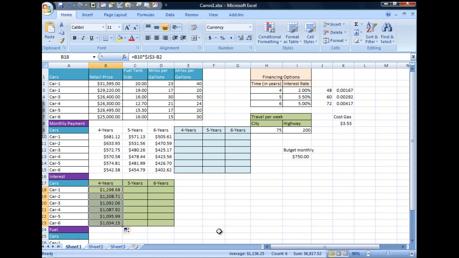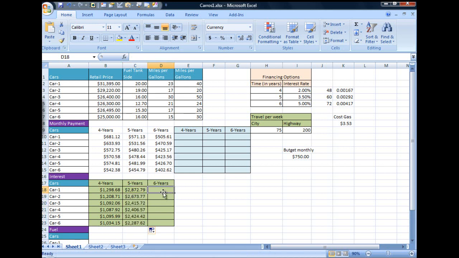Now a similar equation here. You press equal sign, you press C10, the monthly payment in this case, multiplication by J4, absolute reference, minus the price of the first car, exactly the same. Now drag this interest.